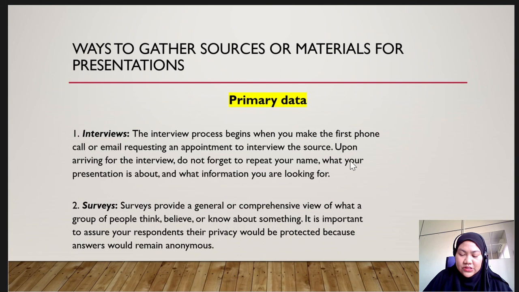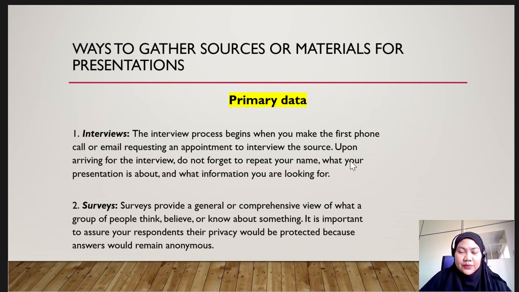And then you have to make sure, because you are under me for this class, I have to ensure that your privacy will be protected. It's not that I'm going to sell the information to other parties, second parties or third parties.